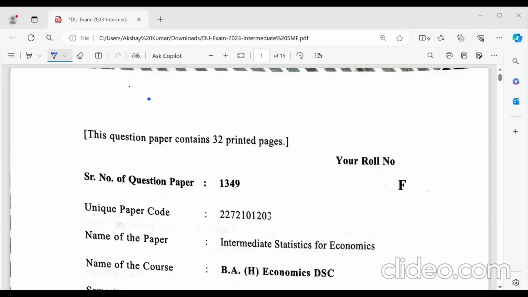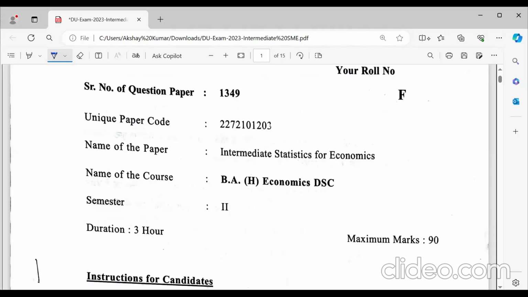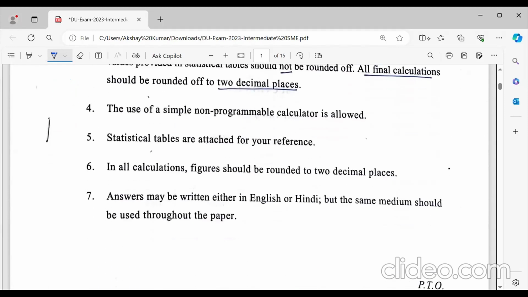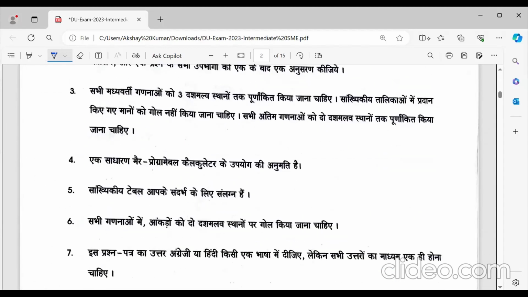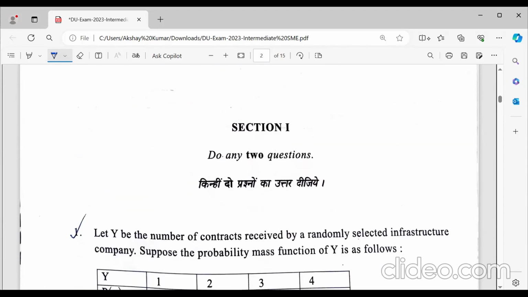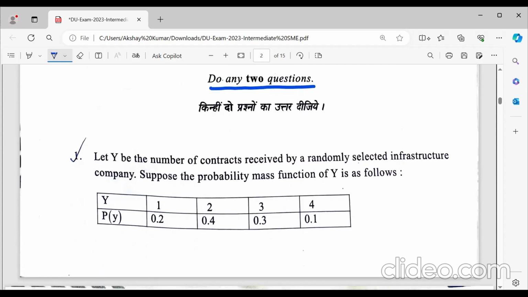I hope all students can see the question paper on your screens. This is the question paper for the BA Honors Economics course. The name of the paper is Intermediate Statistics for Economics, offered in semester 2 of Delhi University. Let's quickly look at the discussion of some questions which have come up. We first look at section 1. From section 1, only 2 questions have to be attempted by students, but I will be solving all problems from section 1.